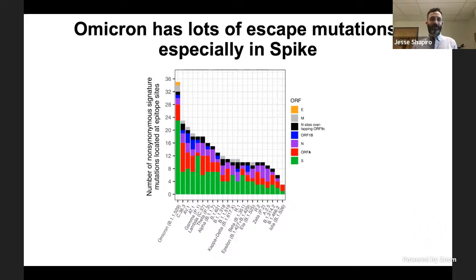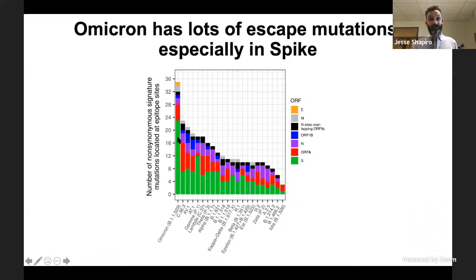And you might not be surprised, Omicron, the current dominant variant, really is the winner in having over 30 non-synonymous signature mutations that really define that lineage to the exclusion of others. Really, a lot of those are in epitope sites. It has a lot more than other variants. It explains a lot of its immune escape.